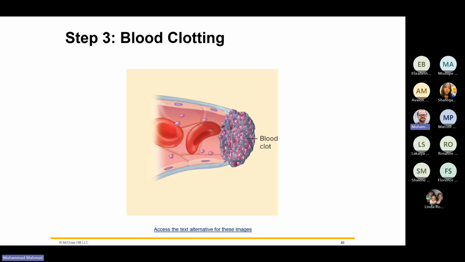Now, the fourth and final step is fibrinolysis. The clot formation stimulates the growth of fibroblasts and smooth muscle cells to repair the blood vessels. As the wall becomes more stable, the fibrin begins to break down in the process of fibrinolysis. This results in the dissolution of the clot, which returns the blood vessels to its normal state.